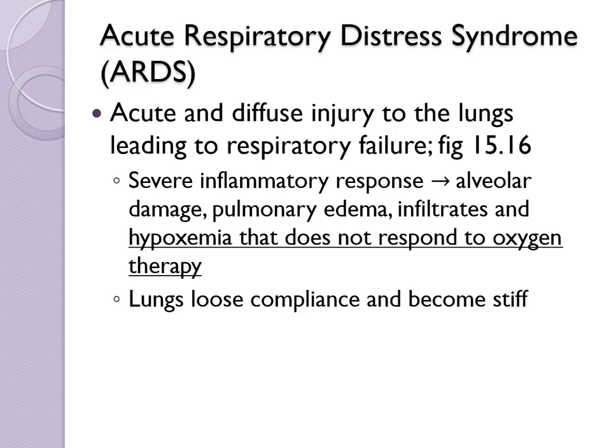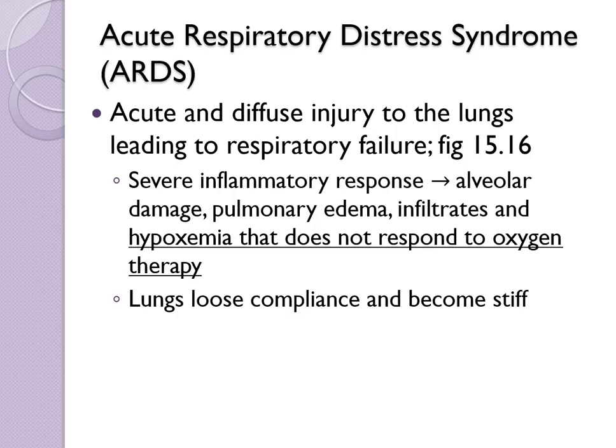So the patho is kind of complicated. I like to take things and just get rid of all the extra stuff and get it to the nitty gritty. What we have happen is a severe inflammatory response. That response leads to alveolar damage. We have pulmonary edema. We get infiltrates. And the classic sign is hypoxemia that does not respond to oxygen therapy.